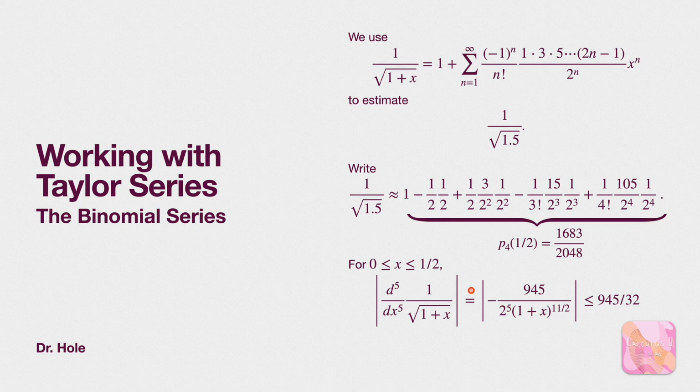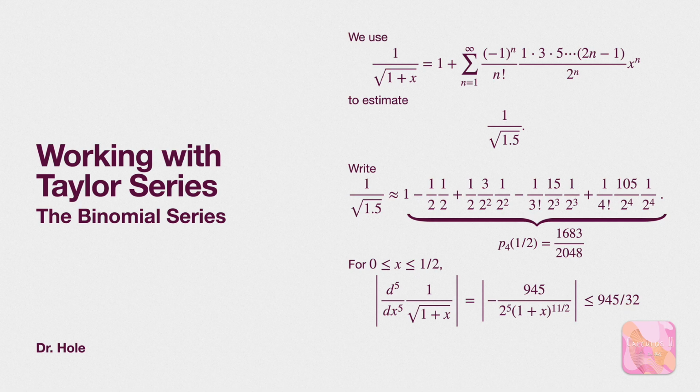Since we are interested, by Taylor's theorem, at all values x between the center 0 and the point at which we are evaluating, 1/2, and that input x appears in the denominator, to maximize this quantity, we would take the smallest possible x. That smallest possible x would be 0. Thus, for x's taken over the interval 0 to a half, this quantity is no bigger than 945 divided by 2 to the 5th.